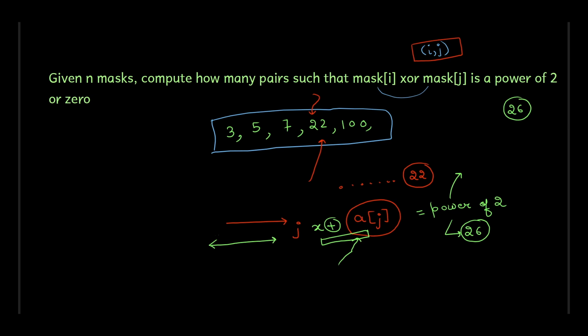So why don't we try all the powers of 2? We list them down: 2 to the power 0, 2 to the power 1, 2 to the power 2, 2 to the power 3, and so on, up to 2 to the power 25. Then you ask the question: for a given 2 to the power k, how many elements x are there on the left-hand side such that x XOR aj is equal to 2 to the power k?